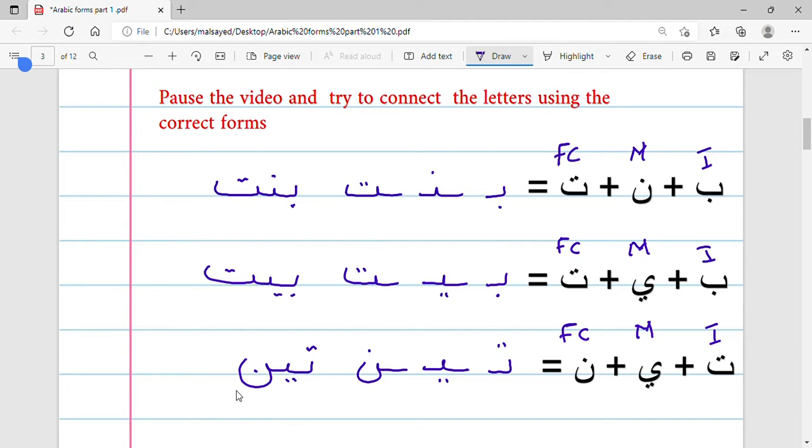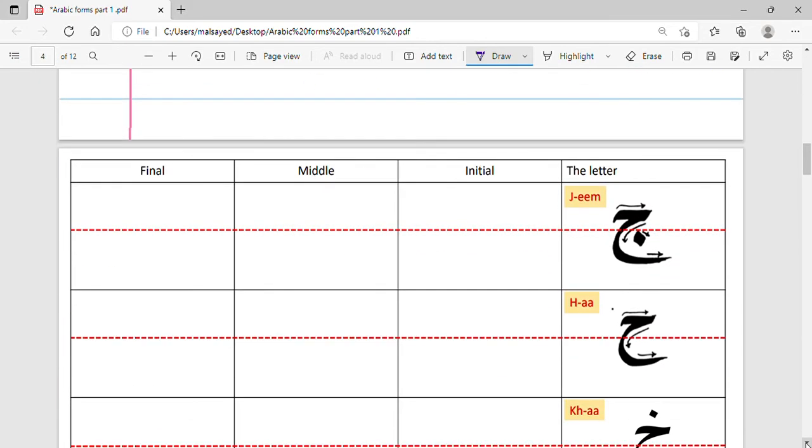This is how we connect letters to compose meaningful words. We are not practicing how to read. The idea of this lesson is just to show you how to connect the forms to compose words. Okay, let's move to the next group of letters.